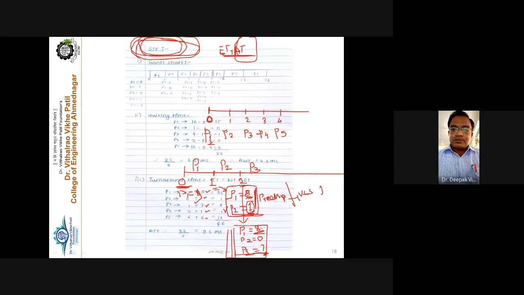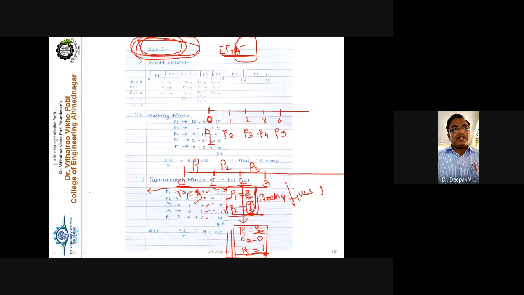You may ask the next question: how long will it execute? We have to check the next arrival time again. The next arrival time is 3, for example. So I'll write here the scenario at the third millisecond.